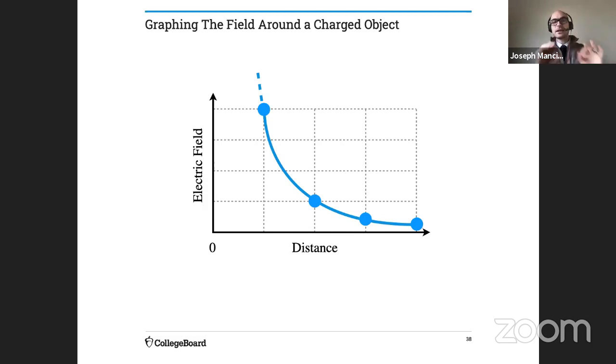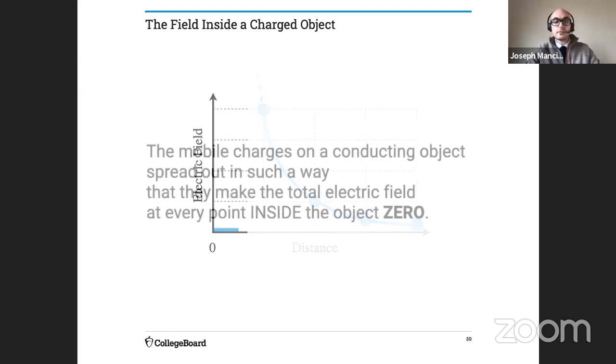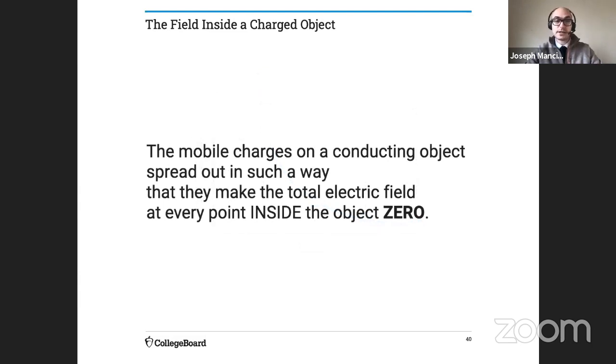But at spaces inside the charged object, inside of that pink sphere, whatever it is, there is no electric field. The electric field inside of a charged conductor is 0. And that's the part of the graph that I want to focus on right now, that flat portion right there. The mobile charges on a conducting object spread out in a way to make the electric field inside the object 0. Charges push each other away.